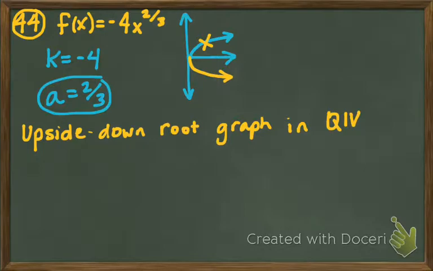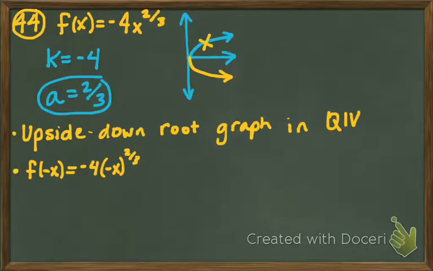So we've taken care of that part of the directions, and then the next step is to determine whether this function is even, odd, or neither. So we do this in sort of a bulleted format here. To determine whether it's even, odd, or neither, I'm going to plug -x into the function. So I write f of -x equals -4 times -x to the 2/3.